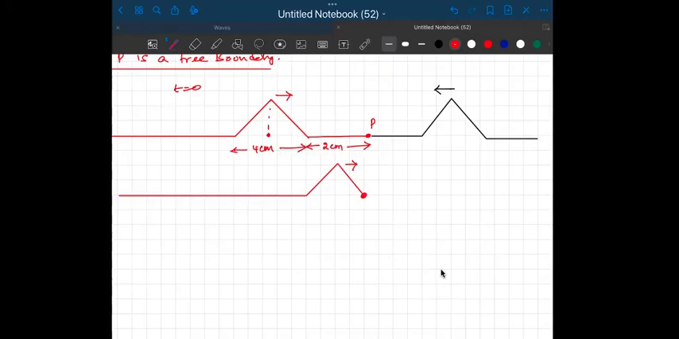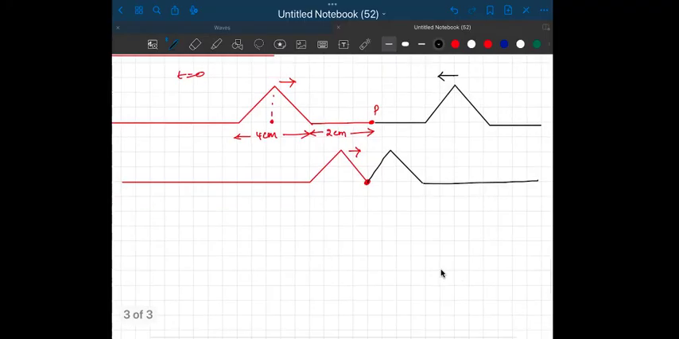It goes rightwards. At the same time, only for our convenience, we are writing the dark line. Remember, the black one is the reflected pulse. Practically, it won't exist. Only for our mathematical convenience, we are writing that. Next, this is at t is equal to 1 second. Remember, this is 2 centimeters and this is 2 centimeters.